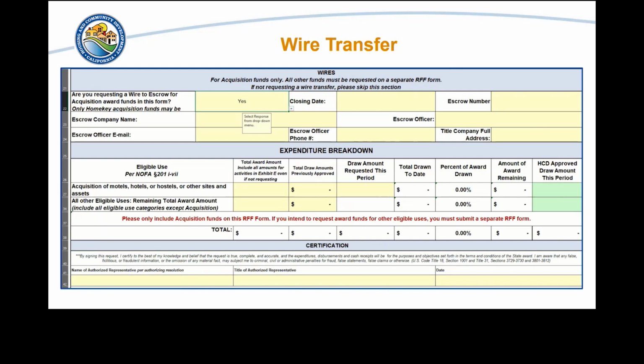Now, let me point out some required fields on the form. Row 22 requires the closing date and the escrow number. Row 23 requires your escrow company name and the name of your escrow officer. Row 24 is the escrow officer's complete contact information.